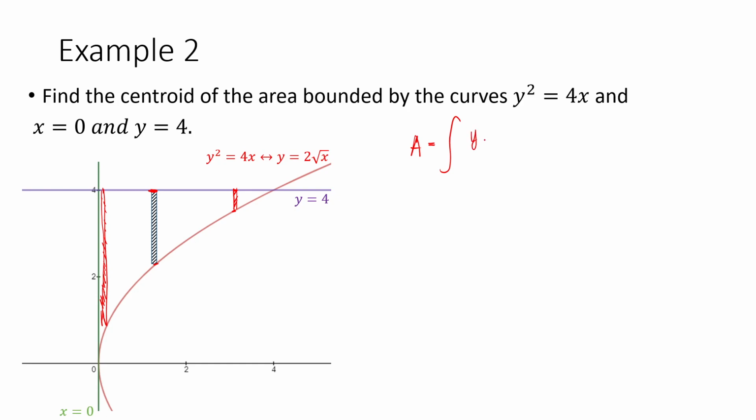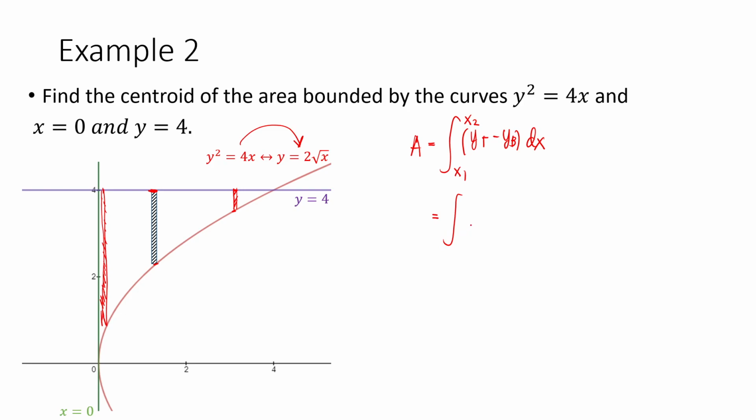So this is y top minus y bottom dx from x1 to x2. So again, since y top is 4, then y bottom. So again, shifting this one in terms of y alone. So again, you need to show solution for this one.